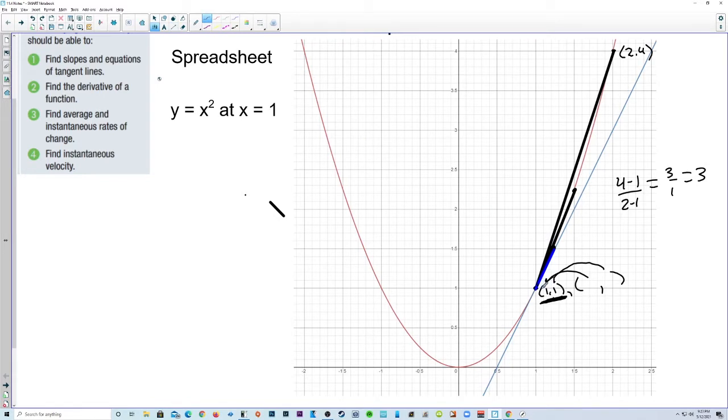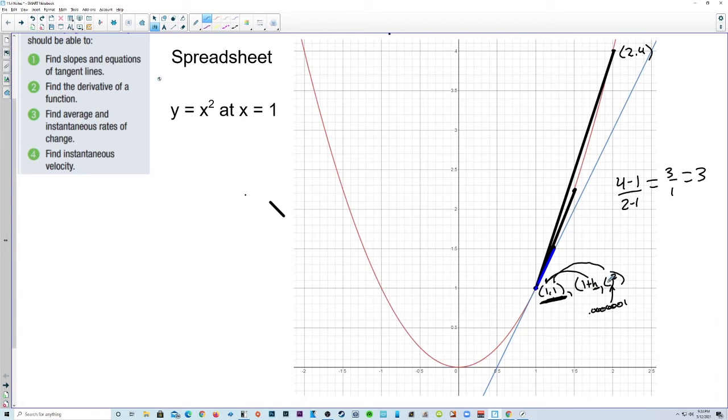Well, we could do that infinitely close, and we could have 2 points that are extremely close together. So we could have the point 1, and we could have 1 plus, let's call it h, where h is extremely tiny. What if h was 0.0000001? So we'd have 1 and 1.0000001. Those 2 points would be extremely close together. We'd have that number squared as the y value. Then we could do y2 minus y1 over x2 minus x1.